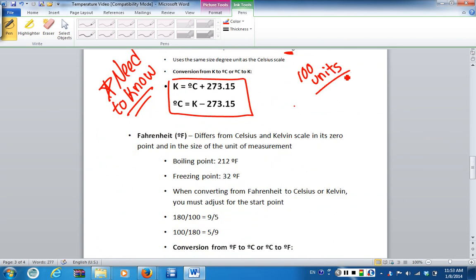we don't have to account for that in our conversion. So what we do is we either add 273.15 or subtract 273.15, depending upon which direction we're going. And this is to account for the difference in the starting point, whether it be 0 degrees C or 273.15 K. So these two formulas are the ones that you need to use when converting between Kelvin and Celsius. So make sure that you know those, as they will not be given to you on the exam.